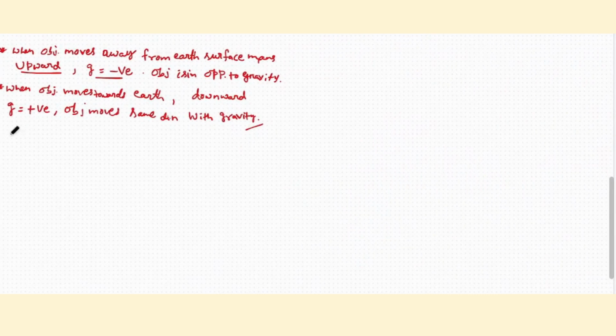So here in the question, it is given that the initial velocity of one stone thrown in the upward direction is 50 meter per second, and the initial velocity of another stone thrown in the downward direction is the same, 50 meter per second. We are asked to find the relative velocity of the second stone with respect to the first stone.